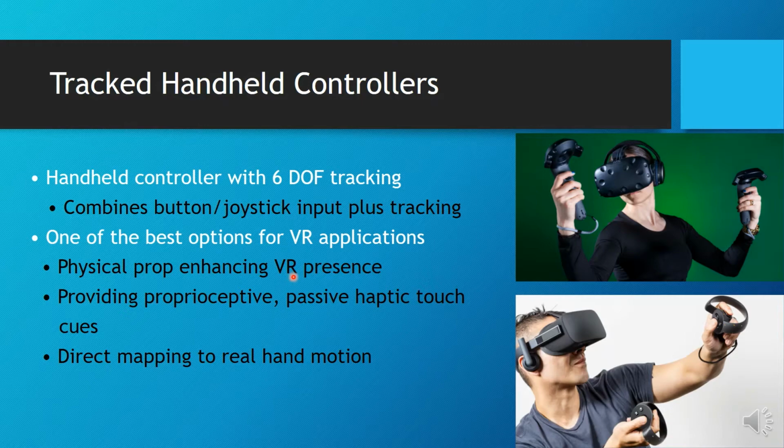You truly feel like you are in that VR environment, and it provides a proprioceptive or passive haptic touch cue. Proprioceptive here means the feeling, also called kinesthesia, of the body's ability to sense its location, movement, and actions. It's a sense of self-movement and body position, sometimes described as the sixth sense. Something that lets you know what to do.